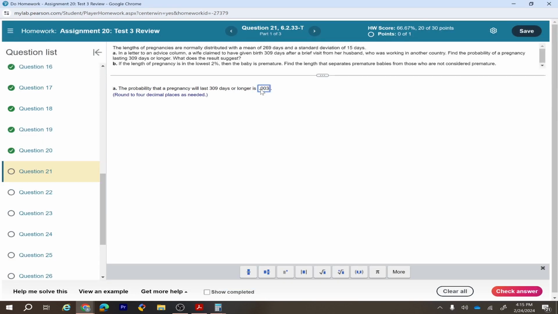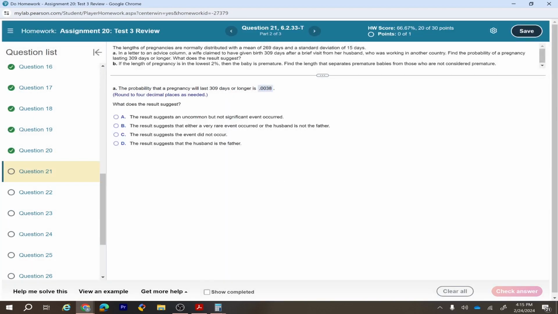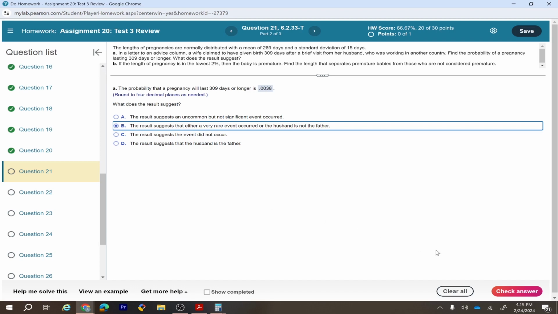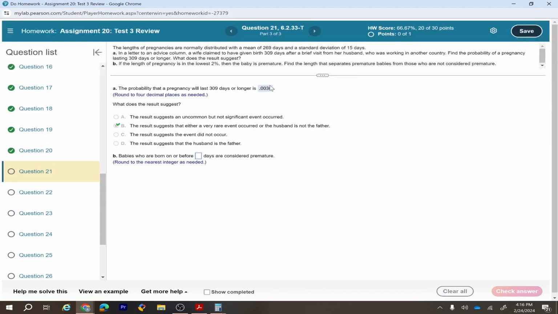0.0038. Very rare. What does the result suggest? The result suggests an uncommon but not significant event occurred. The result suggests that either a very rare event occurred or a husband is not the father. Okay, that's the answer, because the chances of this happening is very, it's less than 1%.